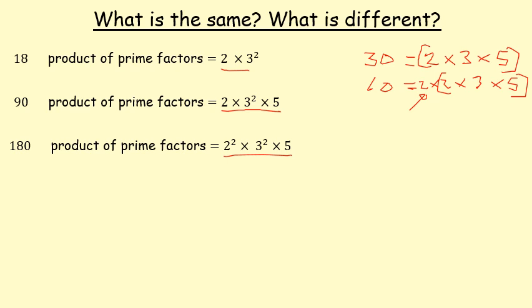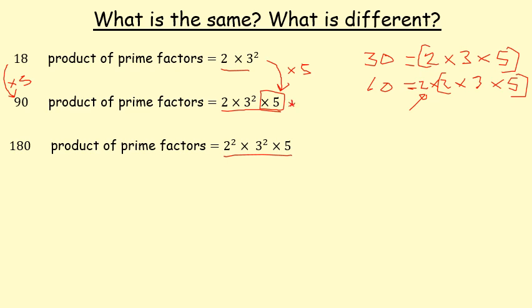Okay, so it's okay if you're not sure about this, I'm just going to go through it now. So to get from 18 to 90, we have to multiply by 5. Okay, so we're going to multiply by 5 to get from 18 to 90. And this additional multiplication of 5 is shown here. 2 times 3 squared is core to both 18 and 90. But we have this additional multiply by 5, so this is the bit that's different.